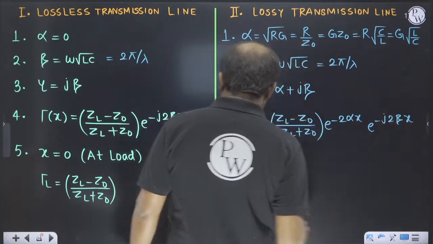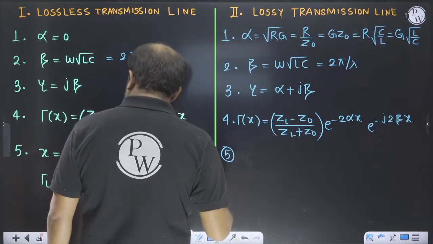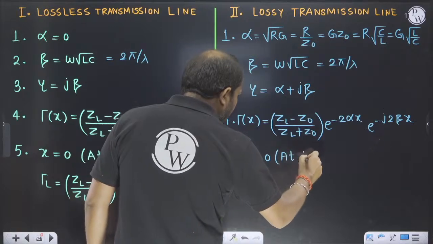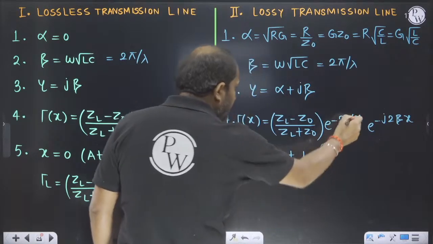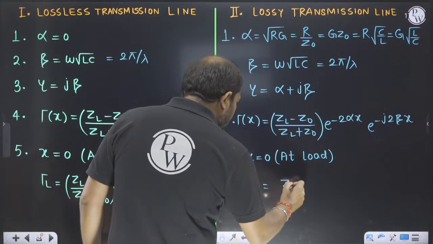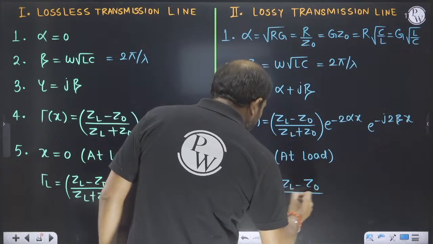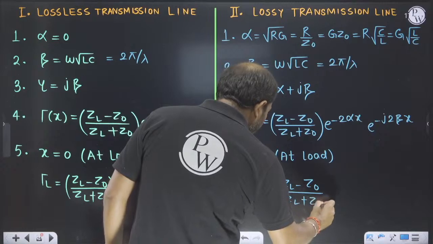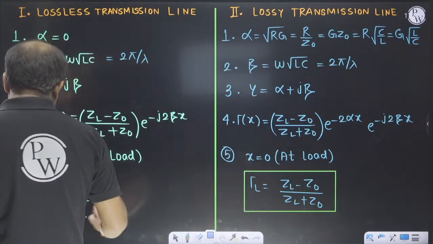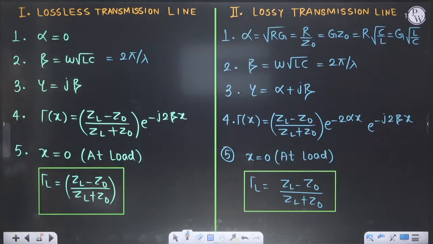At load, x is equal to 0. At load, I will put x is equal to 0, so e to the power 0 is 1. So gamma L will be equal to ZL minus Z0 upon ZL plus Z0. So this is our gamma L. So gamma L formula for lossy and lossless, both are same.